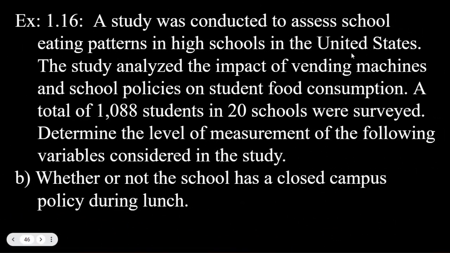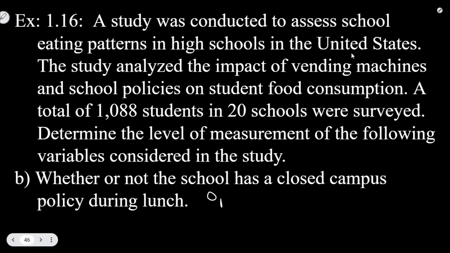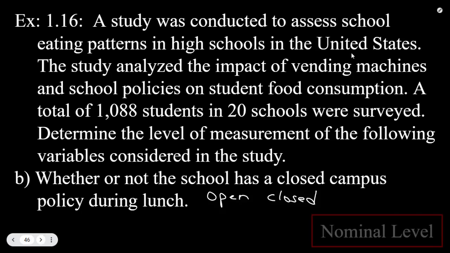For B, whether or not the school has a closed campus policy during lunch. Well, the two options there would be it has an open campus or it has a closed campus. So they can definitely be labeled. But open or closed, there's no better or worse there. So that's just naming the information, and that is going to be the nominal level of measurement.